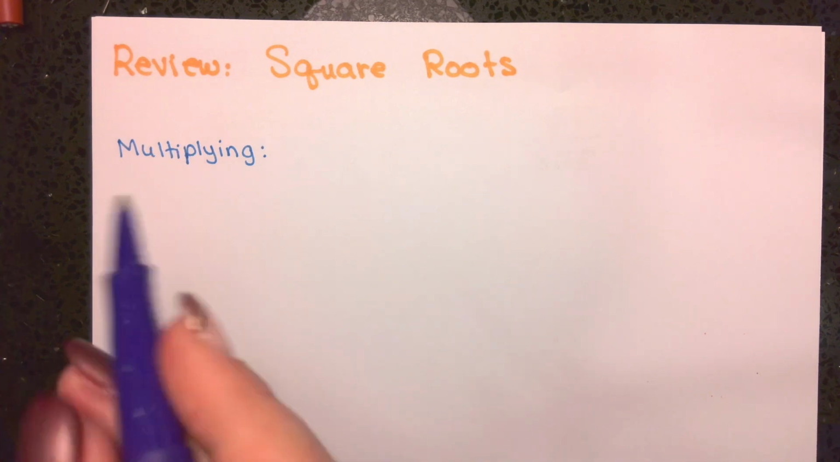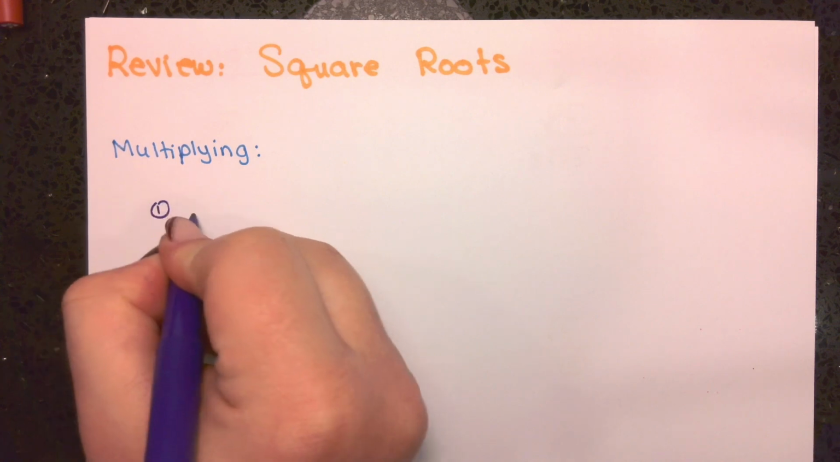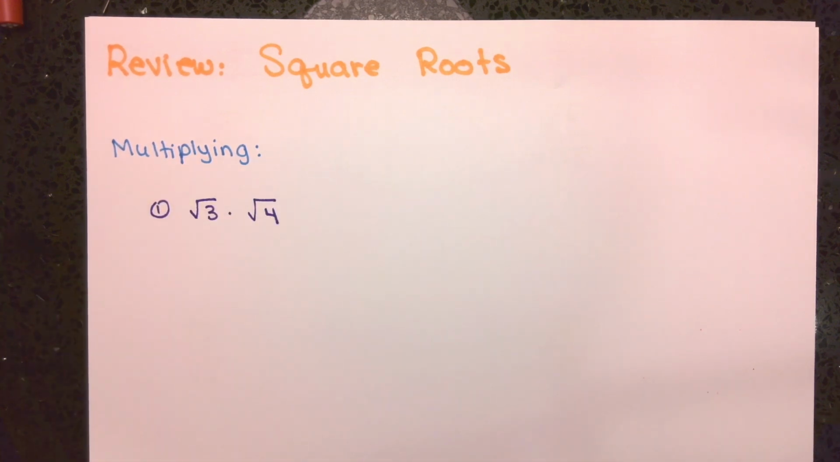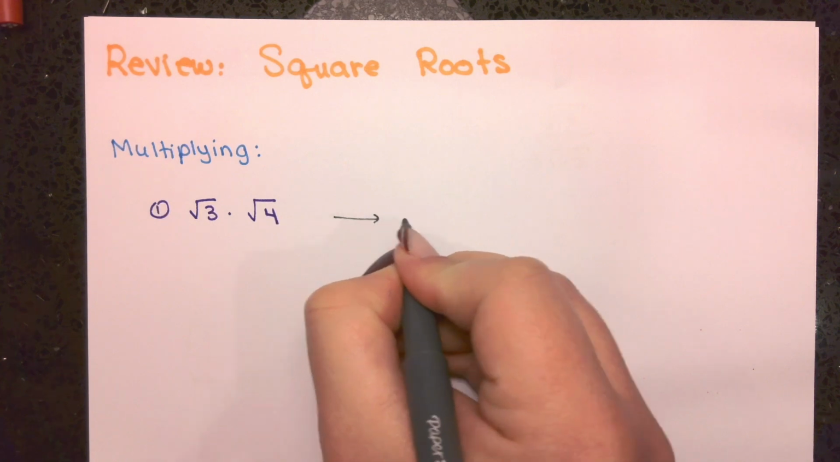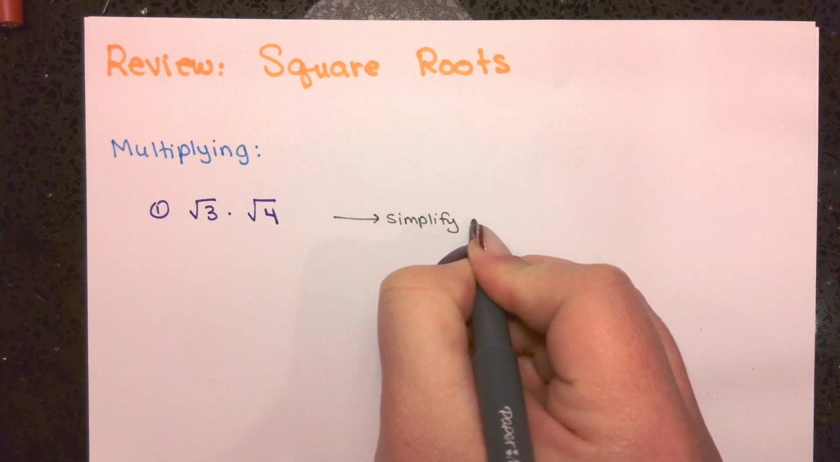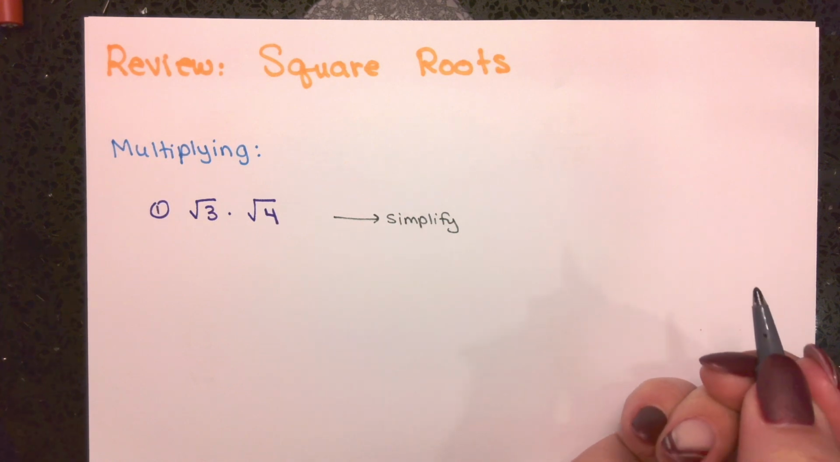For our example number 1, let's go ahead and do the square root of 3 times the square root of 4. Now you have two options when you're dealing with square roots in multiplication. You can choose to simplify first, if possible, and then you can multiply.